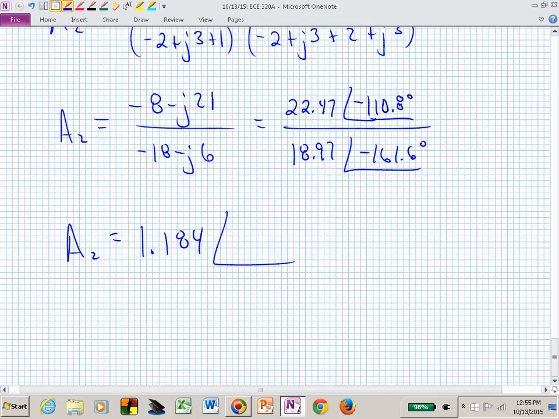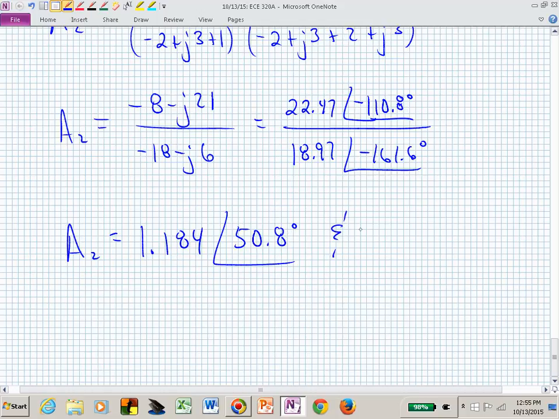And we can add 161.6 to the numerator's angle, or subtract the denominator's angle from the numerator's, and we end up with minus 110 minus a minus 161, so that's going to give us something around 50 degrees. And it gives us 50.8 degrees.